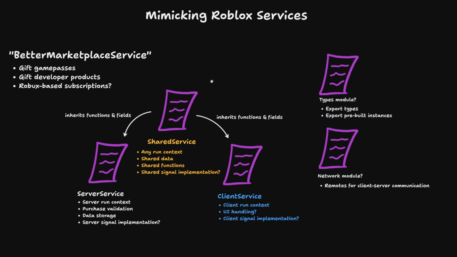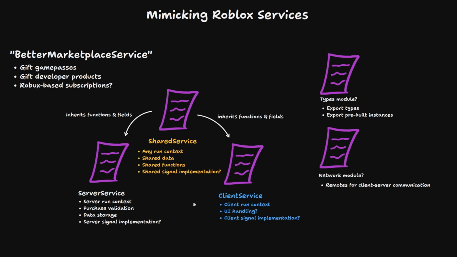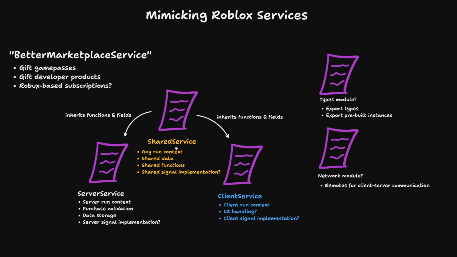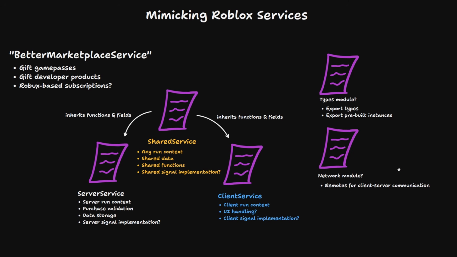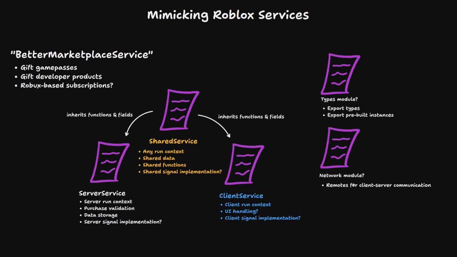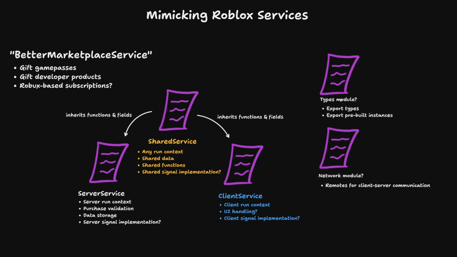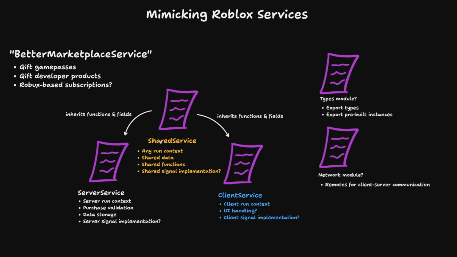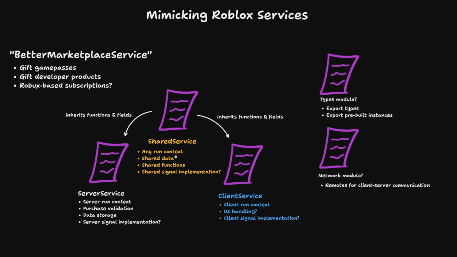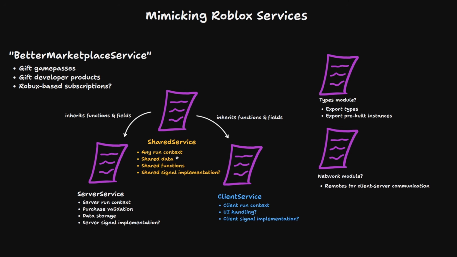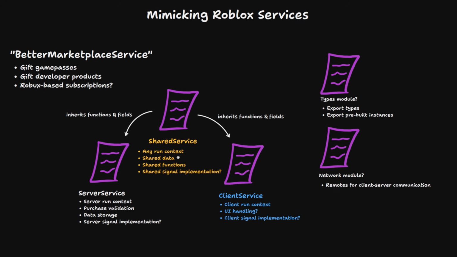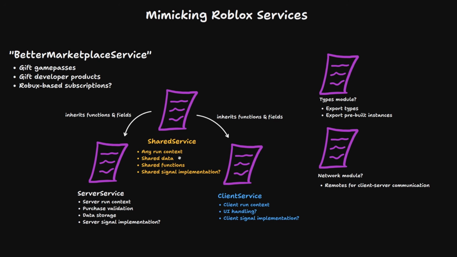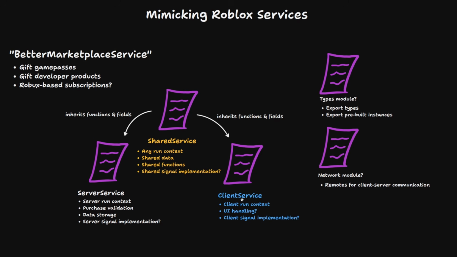The basic structure of making your own service can look something like this, where you have a shared service module, a server service module, a client service module, and then some optional modules for networking for remotes, and a types module for type definitions. The shared service acts as the central hub. It should be able to execute from any run context, server or client. It doesn't have any hard dependencies on game-specific logic, and it should be able to store the shared functions, data, and fields that the server service and the client service can inherit from.